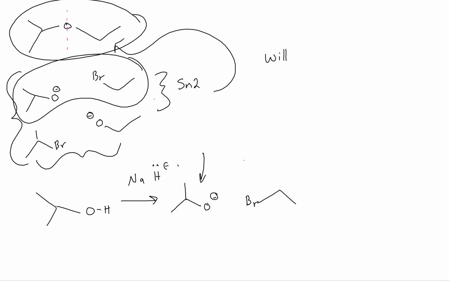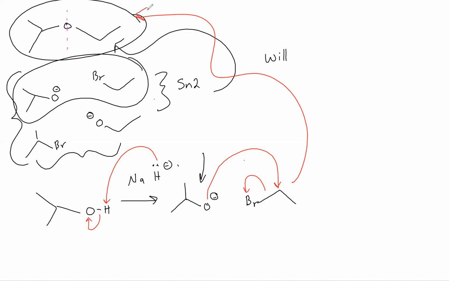This hydrogen will have extra electrons. It'll come in, grab the hydrogen right here. This bond will break, and we end up with O negative, which then is going to come over here and replace the bromine on the carbon. And we finally end up with our ether. Okay? Does that make sense to everybody?